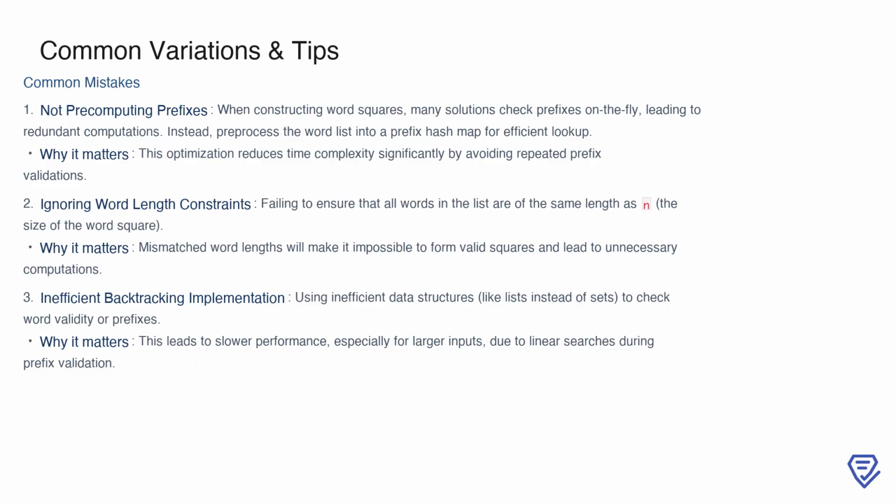Another frequent issue is ignoring word length constraints. To form valid word squares, all words must have the same length as the size of the square, denoted as n. If you include words of varying lengths, the algorithm will waste time attempting to form invalid squares. Lastly, many implementations suffer from inefficient backtracking. For example, using data structures like lists instead of sets to check prefixes can lead to linear searches, which increase runtime, especially with larger inputs. Optimizing your data structures is crucial for better performance.